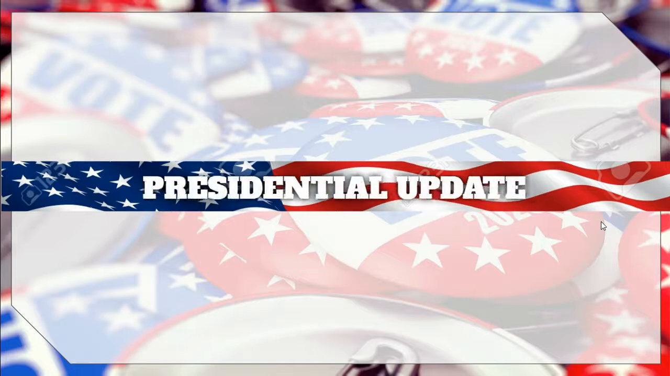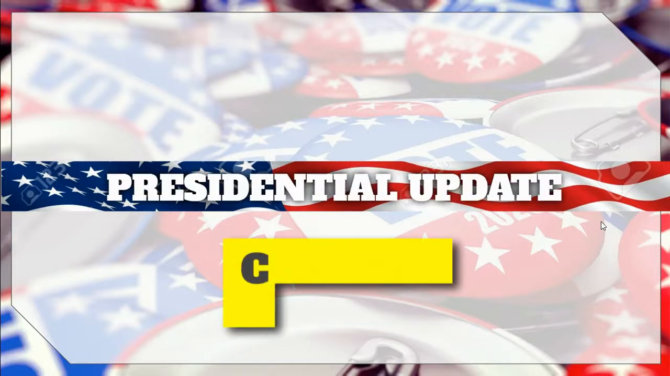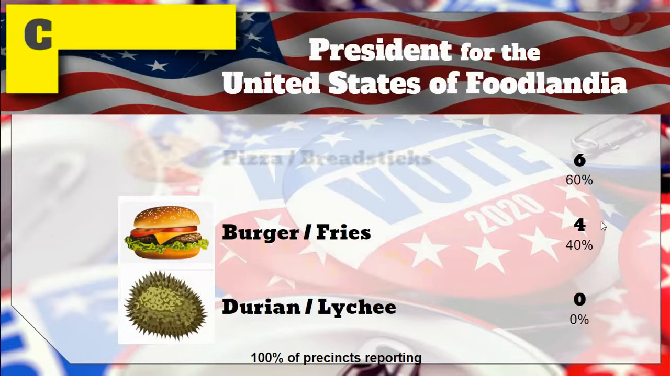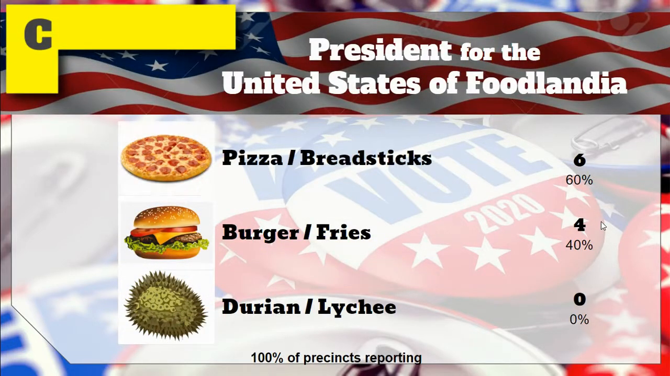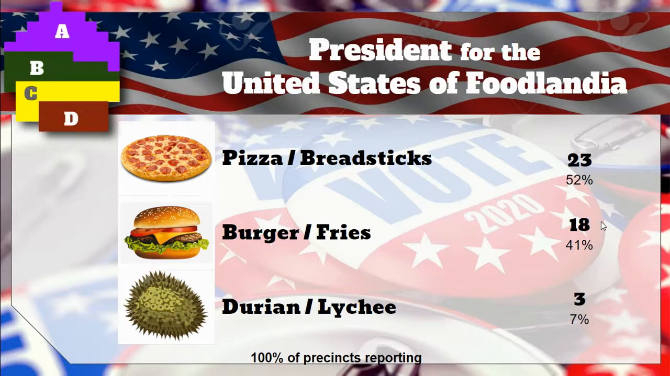And yes, I hear we do have results coming in here now for the state of C. This is very, very exciting. With 100% of precincts reporting, again, this is winner takes all. As long as Durian Lychee doesn't enter the fray, let's see what our results are. Oh, look at that. Pizza Breadsticks takes the win on this. They get the win for sure. That is huge. That tells us a lot at this point. That's with 100% of precincts reporting.